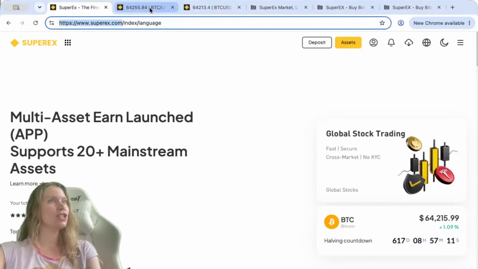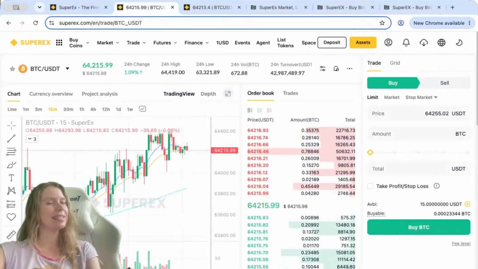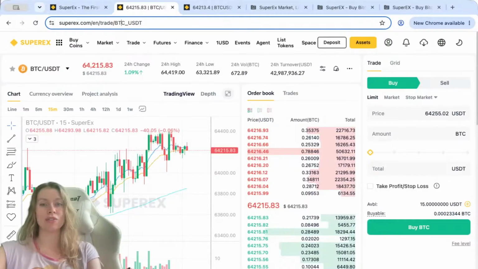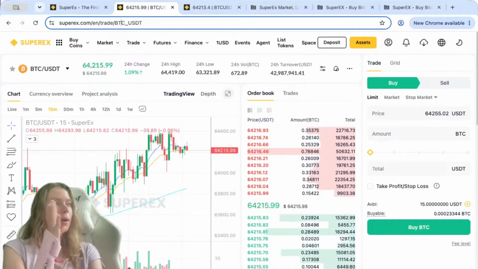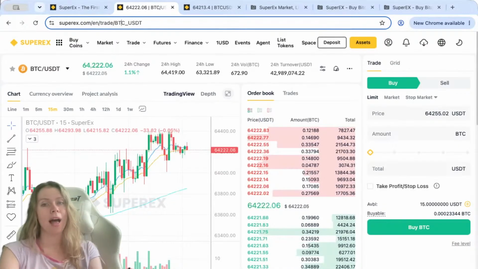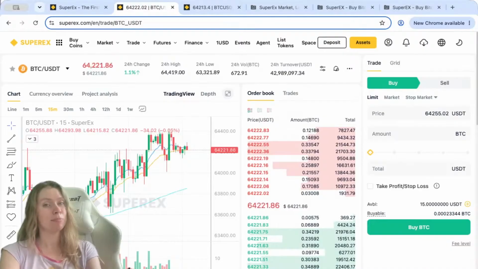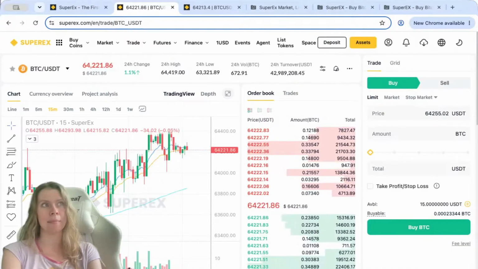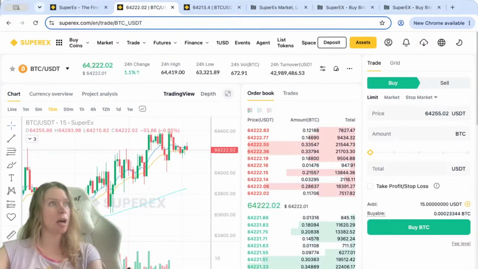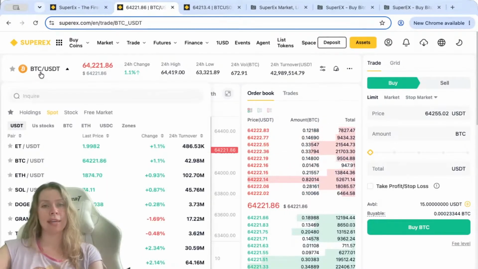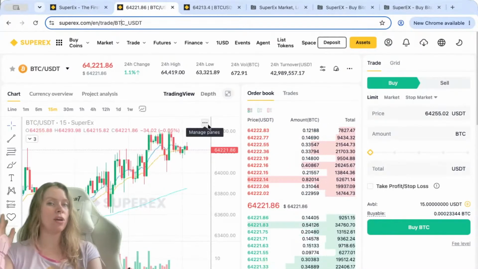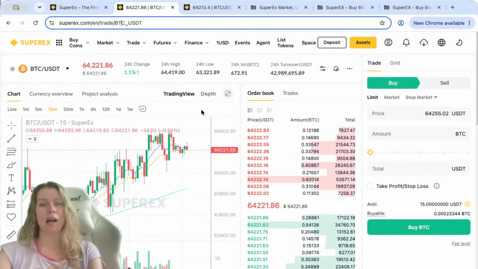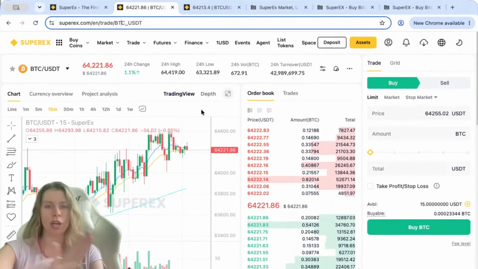Alrighty, let's get to our spot trading today. So this is our beautiful spot trading screen. I know it can look a little bit busy and overwhelming, but for spot, it's pretty simple once you understand the 4 areas that we need to know. The first one, top left, is our pair selector. Right over here, I currently have Bitcoin and USDT loaded, but you can switch to any token in seconds. I'll show you how to do that in a minute.